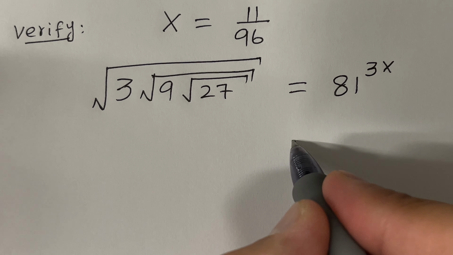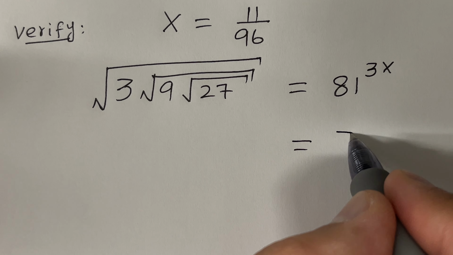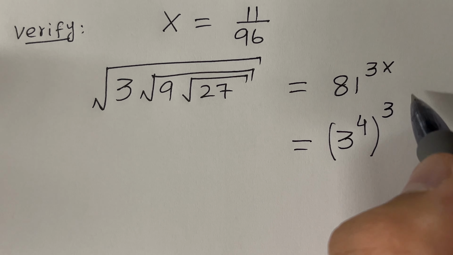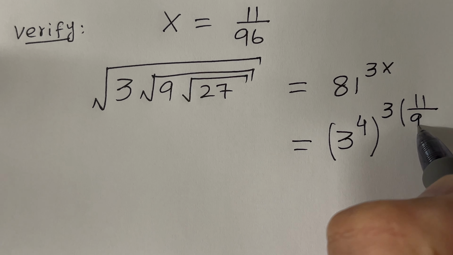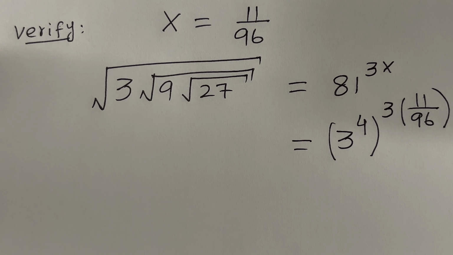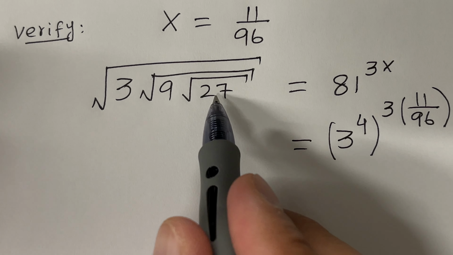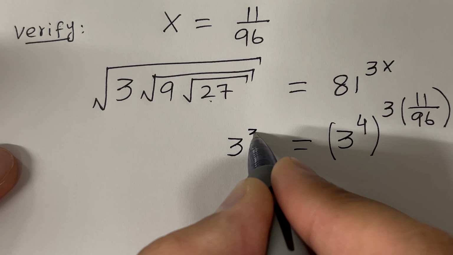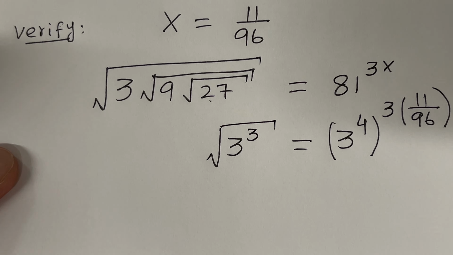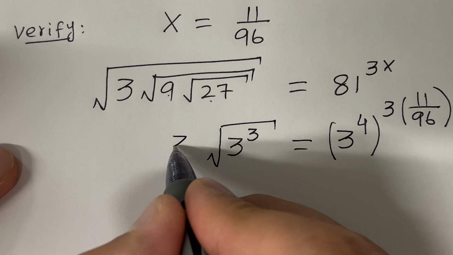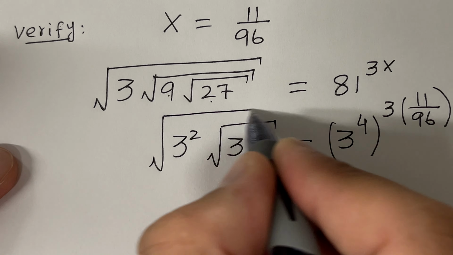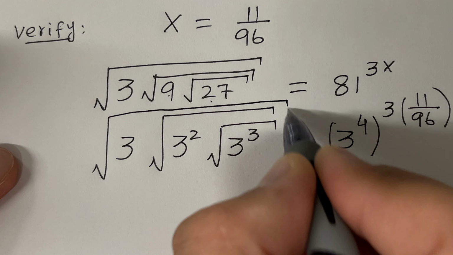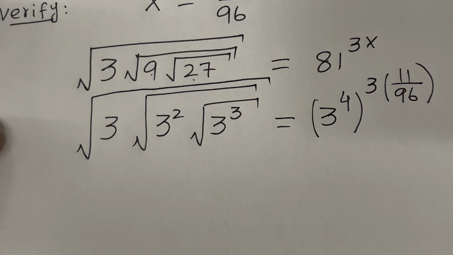Okay, as before, 81 can be written as 3 raised to the power 4, and we have 3x, so 3 times 11 divided by 96. Fine. And on the left hand side, this 27 can be written as 3 raised to the power 3, and we have a square root on it. Then 9 can be written as 3 squared, and we have a square root here, and this 3 is as it is, and then we have another square root on it.